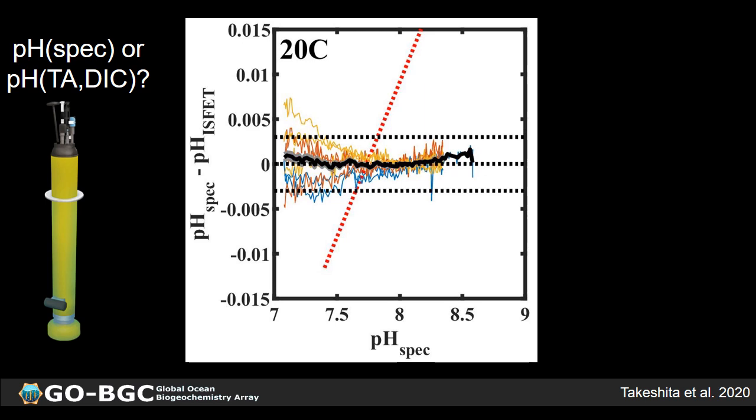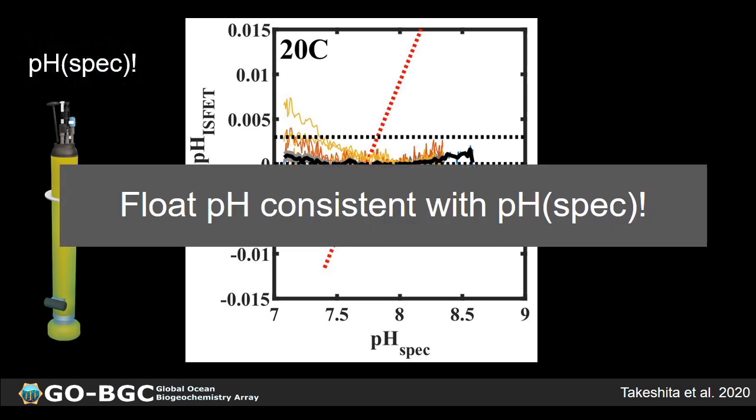In 2020, where we demonstrated that spectrophotometric pH and pH measured by the ISFET, or the pH sensor that's equipped on the profiling floats, are consistent. This plot shows the difference between the pH spec and pH ISFET over a range of pH, and the different colors represent different electrodes that we tested. And the dashed red line is the pH-dependent error that we saw in the previous plot by Carter et al. in 2018. So in this study, we basically demonstrated that the pH measured by the float is consistent with pH spec, and therefore we have decided to correct pH on profiling floats based on LIFER, which is consistent with pH spec.